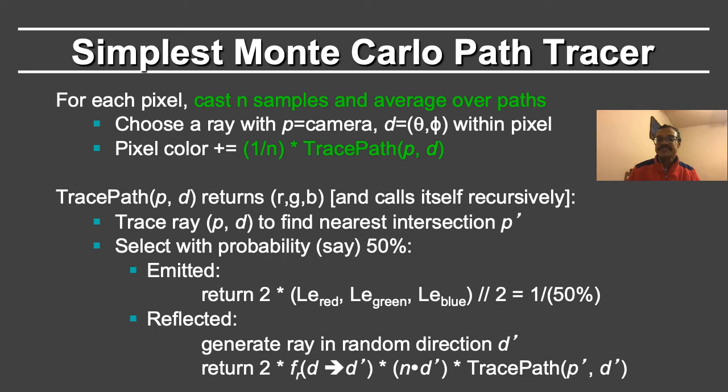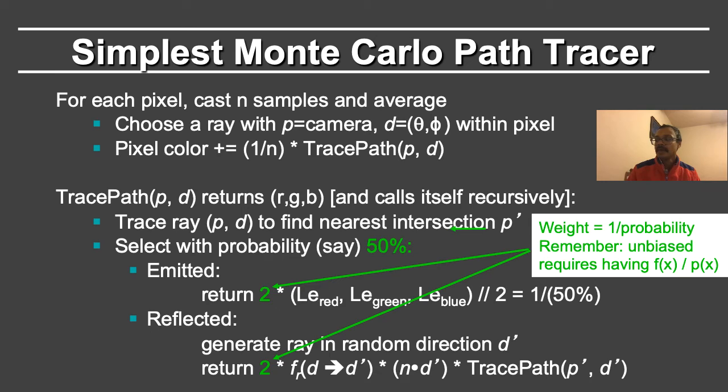Once again, I emphasize that path tracing controls error in this very simple way. You cast n samples and average over the paths. I also want to emphasize that in Monte Carlo, you have to divide by the probability to get an unbiased estimator. That's why you have these factors of 2 on emitted and reflected.